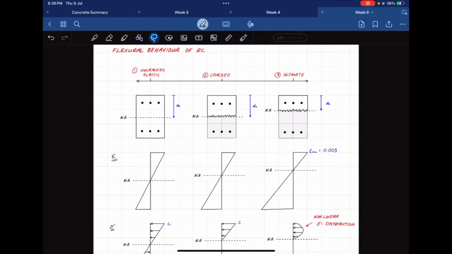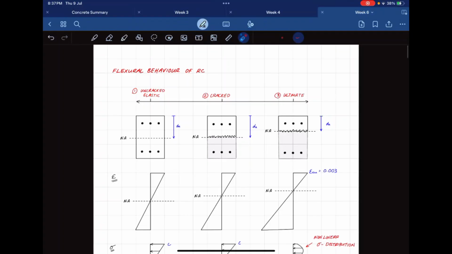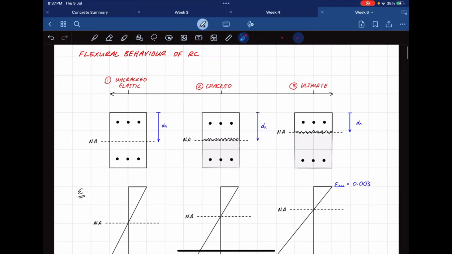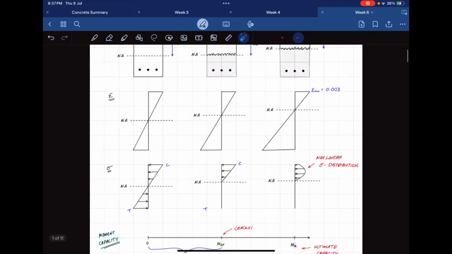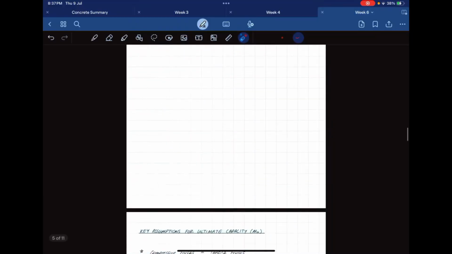Alright, cool. So, a bit of odd timing for this one, but we're going to be looking at flexural behavior of reinforced concrete, the three stages of reinforced concrete, and then at the very end, I'm going to go through design steps as well.